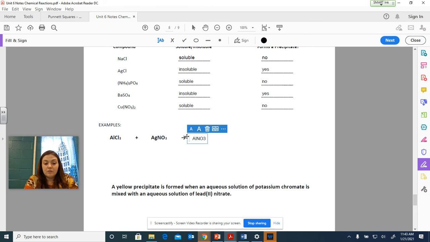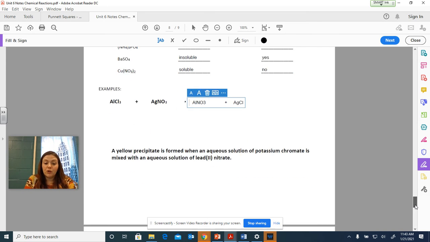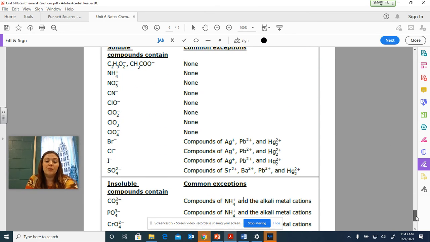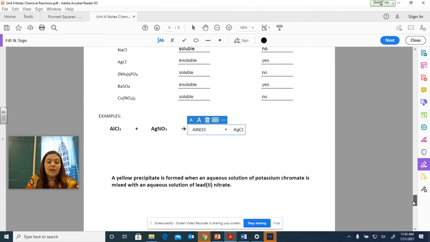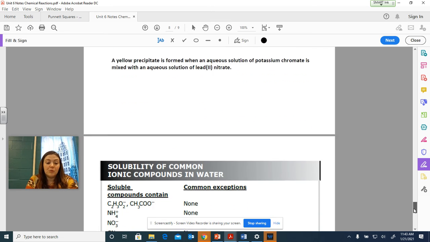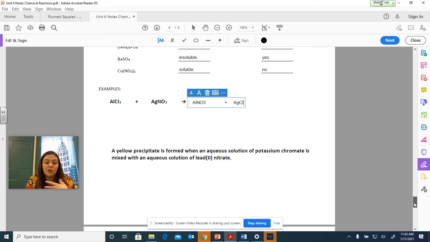And then I'm just going to draw it out, put a plus sign, and Ag is going to switch partners and go with chlorine. Ag and chlorine. Now, one of those is a precipitate, and I want us to mark which one. So AgCl, I'm going to look at chlorine. Chlorine, remember, is not soluble with Ag. So that's our precipitate. Aluminum nitrate, remember NO3 is the one that's always soluble. So that's not our precipitate.